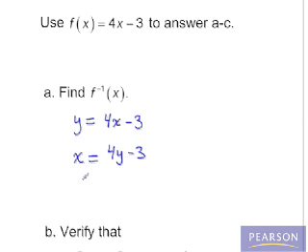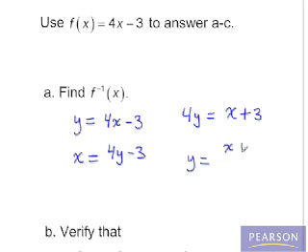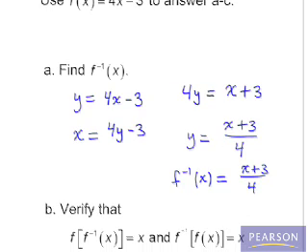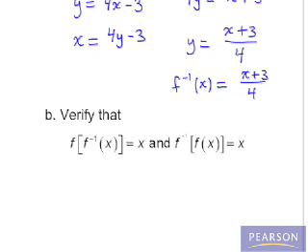So we'll add 3 to both sides, giving us 4y equals x plus 3. Dividing both sides by 4 gives us y equals x plus 3 over 4. So that is what we are claiming f inverse of x is, x plus 3 over 4. And now we will verify that this is in fact f inverse with the next step.